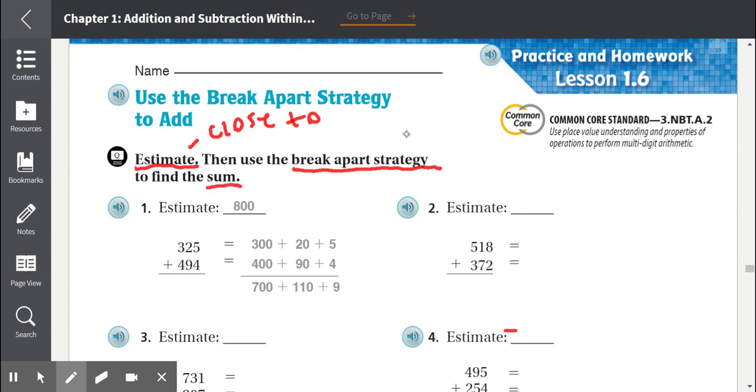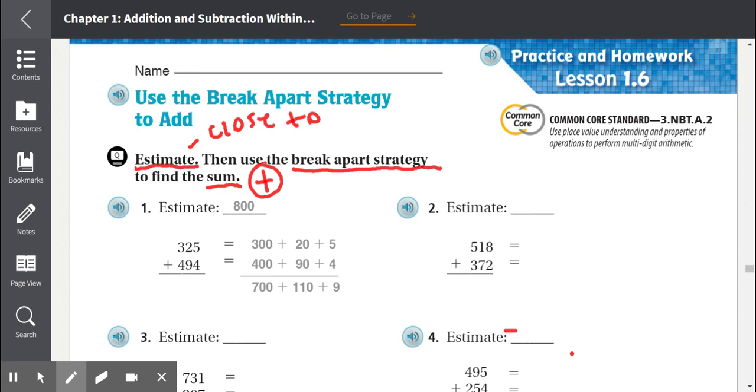Now we know the break apart strategy is when we separate the addends by place value. So 325, we break apart the 325. So we have 5 ones right here. We have 2 tens, which makes 20 right here. We have 3 hundreds, which makes 300 right here. And we know the sum means the answer to an addition problem, so we know we're going to be adding.